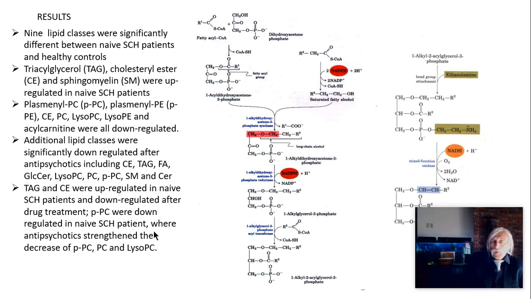Sounds like maybe we're getting somewhere, right? Maybe. Finally, triacylglycerol and cholesterol esters were upregulated in naive schizophrenic patients and downregulated after treatment. So they were upregulated when you don't treat, and then when you do treat, those two signals drop down. So that's also rather interesting, or could be. Whether or not it has any sense, we look at the pathways or we look at the whole background of how these experiments are done, you'll soon see may differ from saying that there is significance. Okay, so downregulated in naive schizophrenic patients where antipsychotics strengthened the decrease of plasmenyl phosphatidylcholine, PC, and lyso-PC. So let's take a look at these pathways.